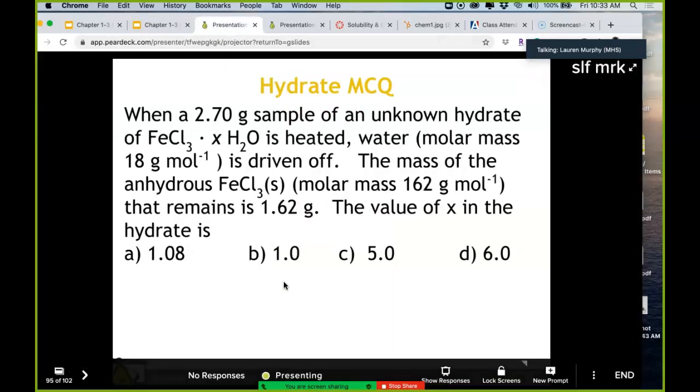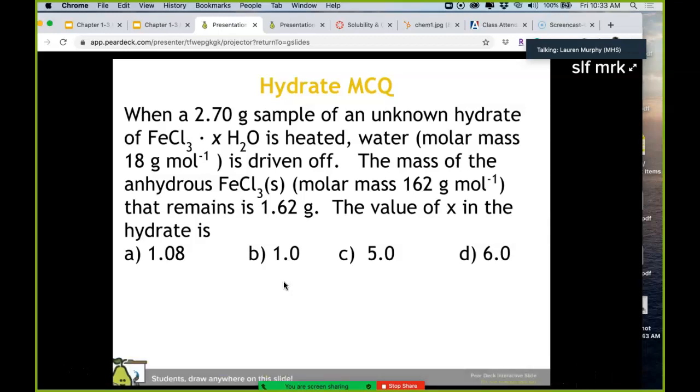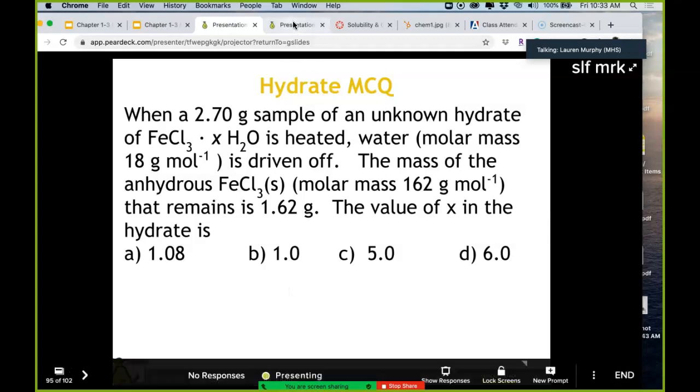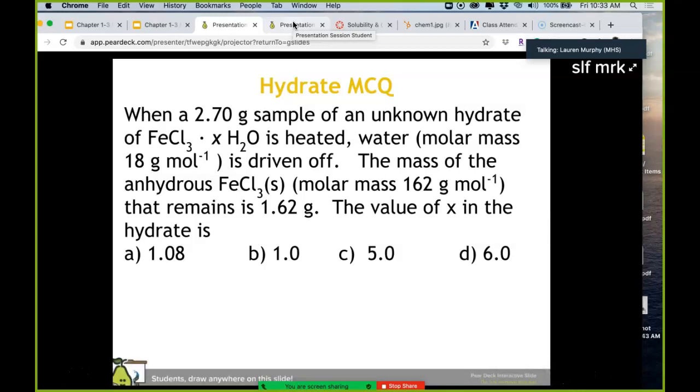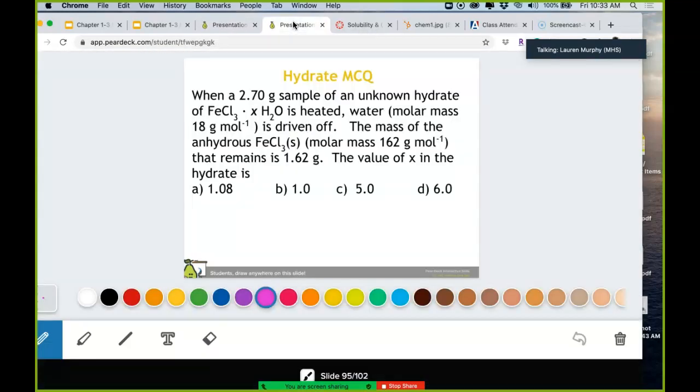Okay, we are about to do a sample problem of a hydrate for a multiple choice question without a calculator. I know it sounds crazy, but I swear you can do it. A 2.7 gram sample of an unknown hydrate. So it's iron 3 chloride, and we don't know how many waters are attached to it. So they heat it to get rid of the water.